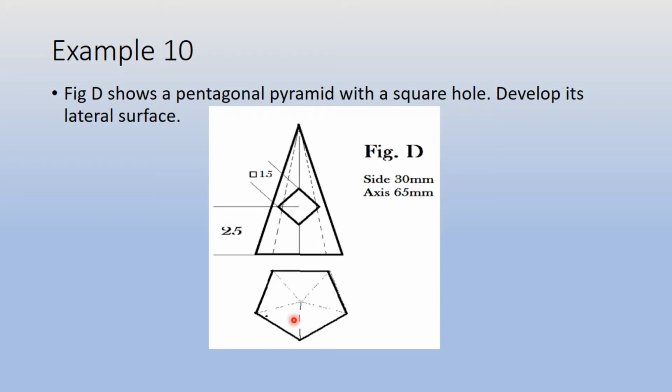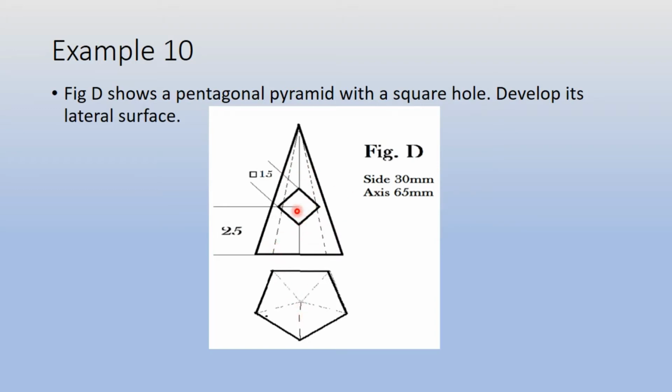And as you know, pyramids will have triangular faces as visible in the top view also. It will have 5 triangular faces. But with that, there is a central hole also, and it is of square shape. So everything is fine. You can easily develop its surface, as the front view and top view are already given.